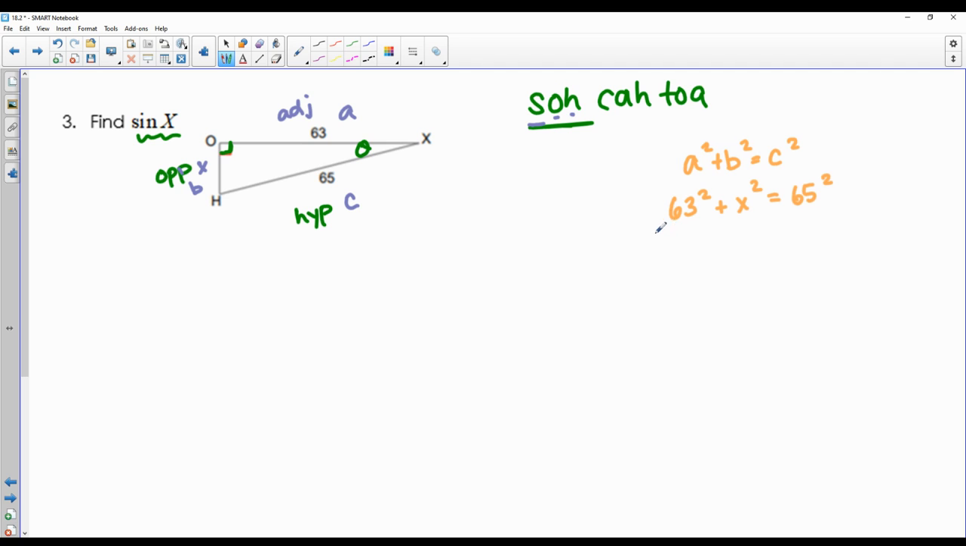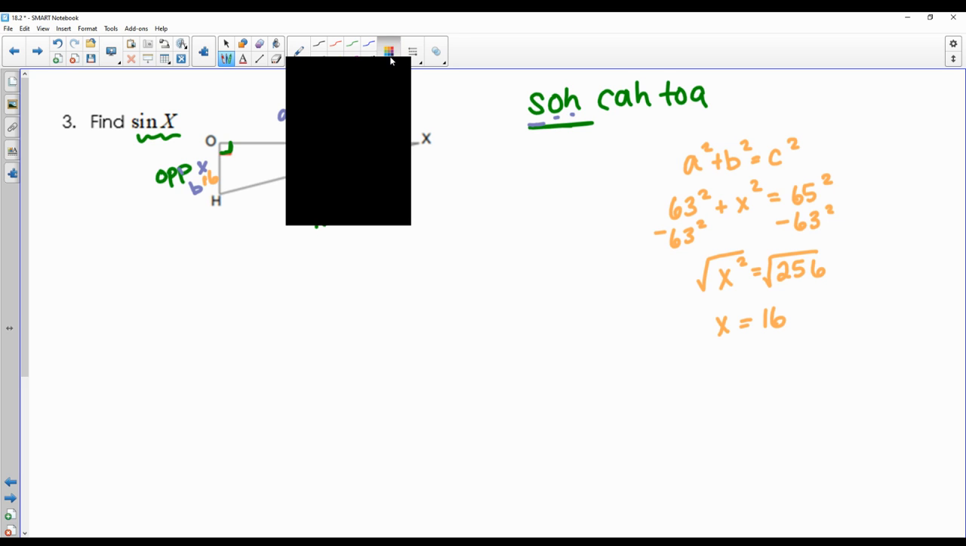To solve for x squared, we'll just subtract our 63 squared from both sides. So x squared here is equal to 65 squared minus 63 squared, and that gives me 256, which is super because that is a perfect square. If you ask your calculator what the square root of 256 is, it will tell you that that side there is 16. So this side right here is 16. My opposite is 16.